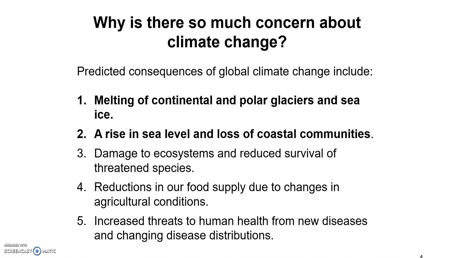So why do we care about this? I highlighted the first two because the first two are happening now. Melting of continental and polar glaciers and sea ice, and a rise in sea level across coastal communities. We're going to see that in the United States, in Louisiana, Florida, we are actually seeing cities go underwater today. Damage to ecosystems and reduced survival of threatened species, reductions in our food supply, agriculture will shift, where maybe once we could grow food, we won't be able to anymore. And an increased threat to human health from new diseases and changing disease distributions.